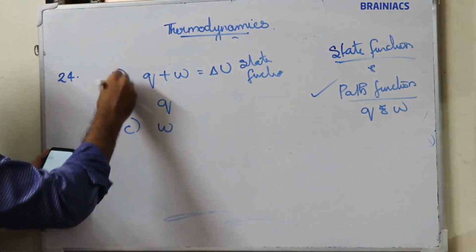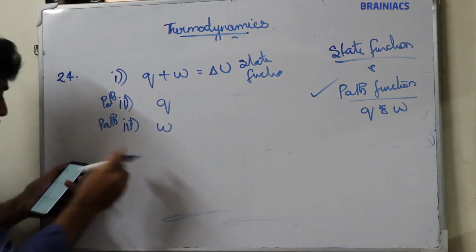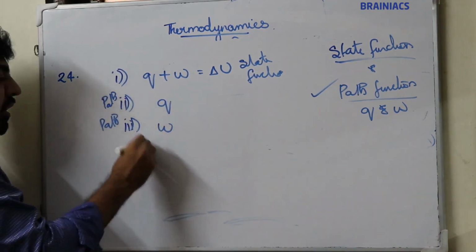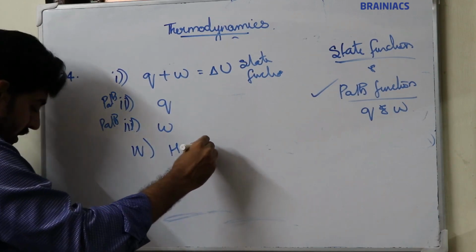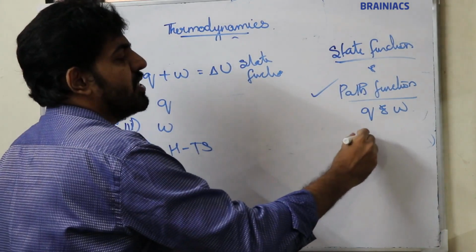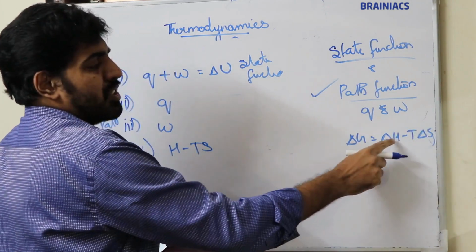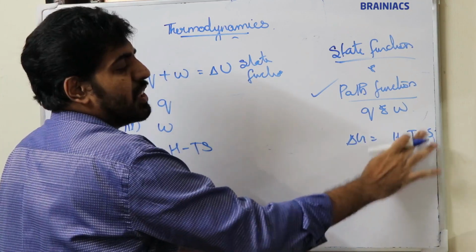This is 1, 2, 3, and the fourth one, H minus TS. Now what is H minus TS? We know that delta G is equal to delta H minus T delta S. So H minus TS means it's G.